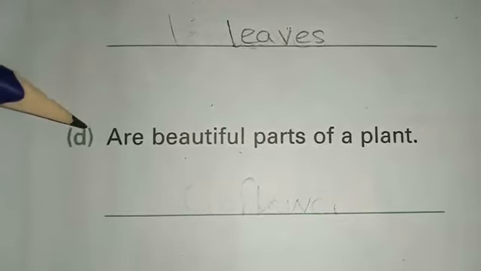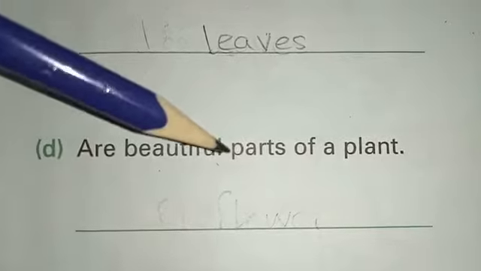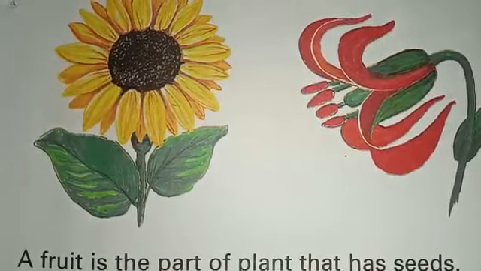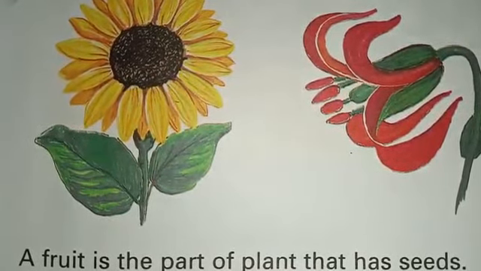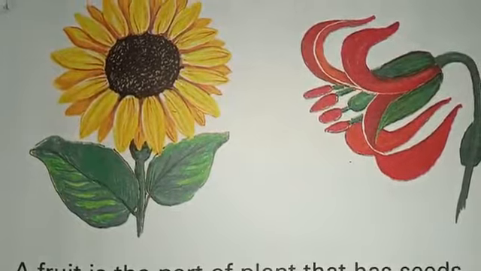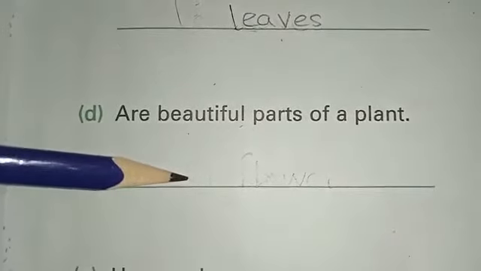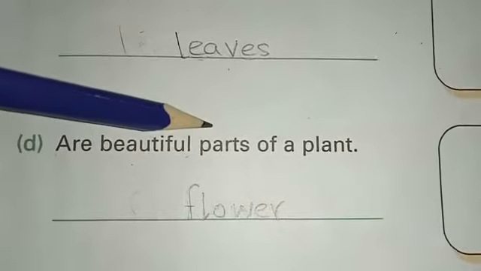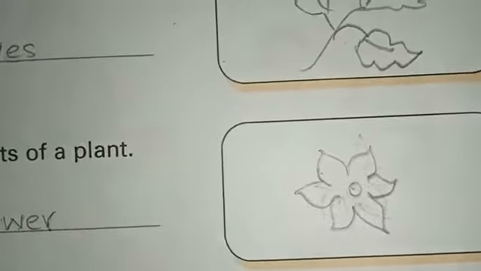Next, D. Are beautiful parts of a plant. Which part of a plant is the most beautiful? These are the flowers. Flowers are the most beautiful parts of the plant and we like flowers for their colors, shapes and smell. So here we will write flowers and then draw it. Are beautiful parts of plants, flowers, and we have drawn it.